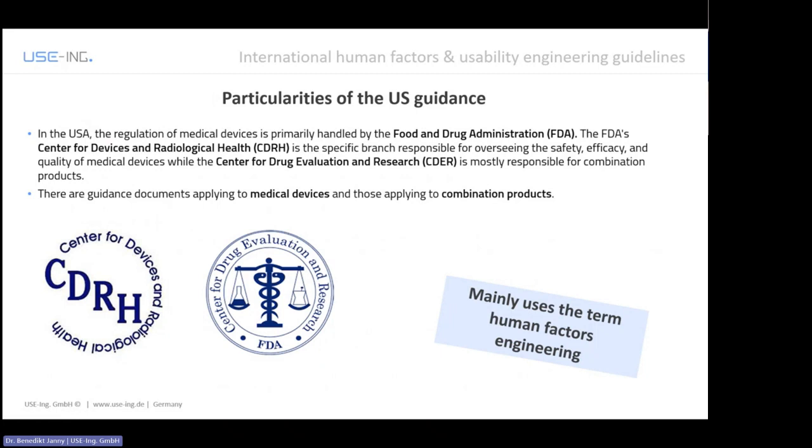So in the US, of course, the FDA is in charge for the validation tests, and the FDA Center for Devices and Radiological Health, the CDRH, is the specific branch responsible for overseeing the safety, efficacy, and quality of medical devices. While the Center for Drug Evaluation and Research, the CDER, is mostly responsible for combination products.